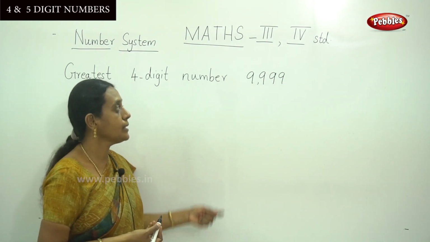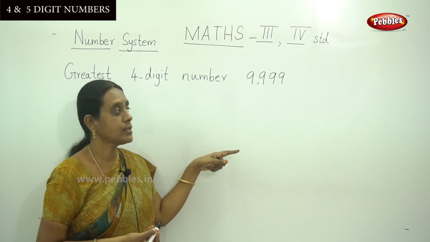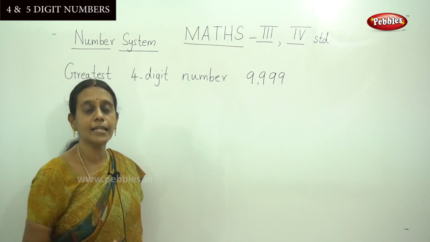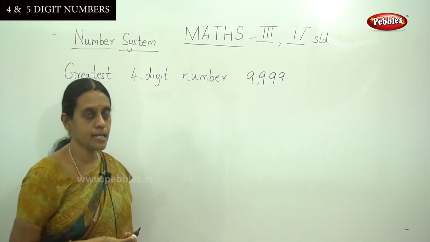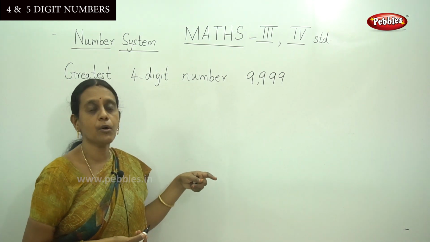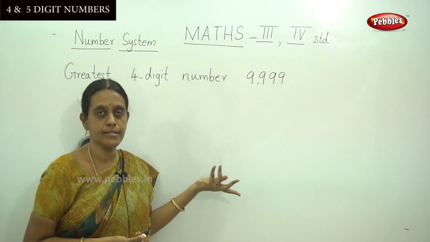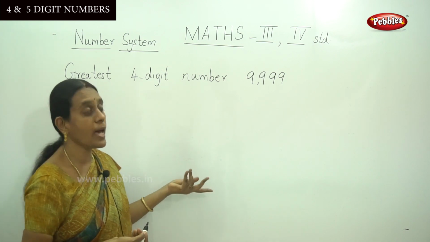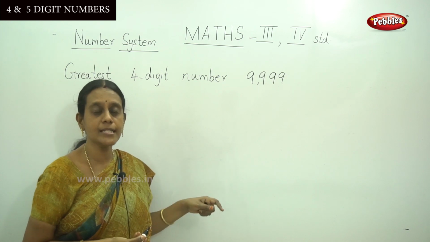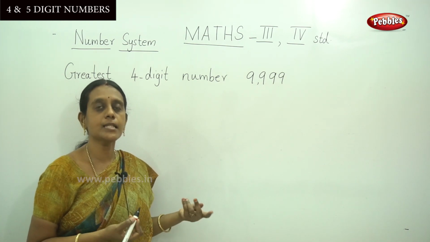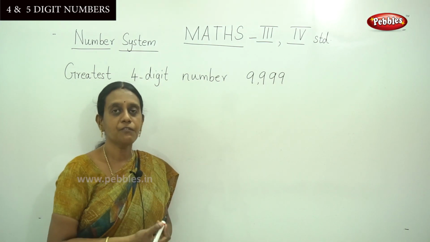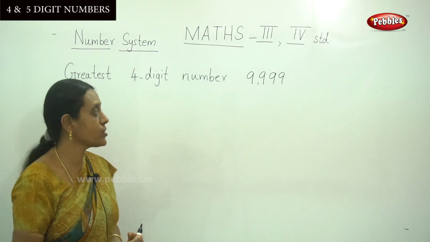Now you have to add one to this number. Let me make it a 5-digit number, that comes 10,000. Do you understand? This is the last number of the 4-digit numbers. What is the next number after 9999? You have to add one, that is the successor number, then you will get 10,000. That is the smallest 5-digit number, and we are introducing the 5-digit number. Do you understand, children?